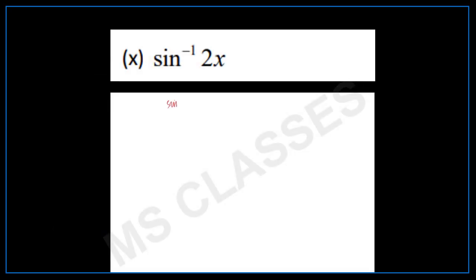Sine inverse of 2x. So we take the function f(x) equals sine inverse of 2x. Now we know sine inverse of any variable is defined when that variable lies between -1 and 1. That is, if we draw the graph of this, this is y, this is y prime, this is x prime, origin, and x.